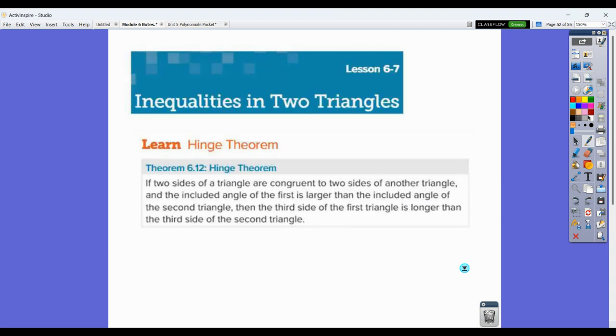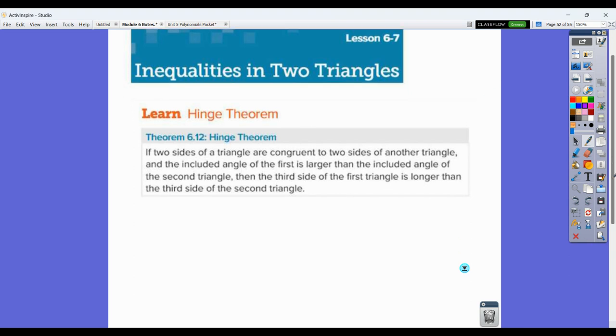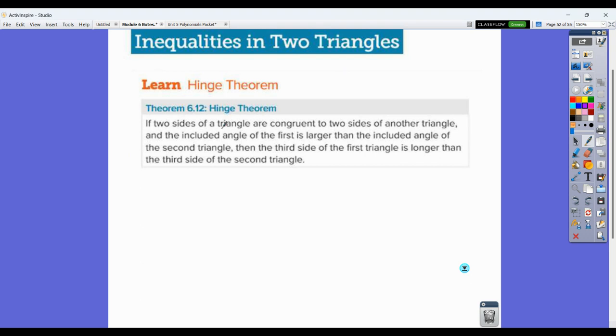Okay, so then that takes us to 6/7. So 6/7 is over inequalities in two triangles. So we're looking at two triangles here, and we're going to get into the hinge theorem. So the very first theorem that's shown here is the hinge theorem. It says if two sides of a triangle are congruent to two sides of another triangle, and the included angle of the first is larger than the included angle of the second triangle, then the third side of the first triangle is longer than the third side of the second triangle.